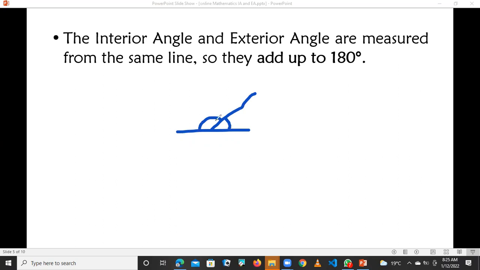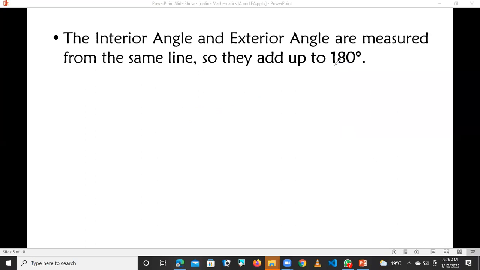Let's say if you measure this angle, and it gives you 120 degrees, then you can still measure this other angle. It will give you 60 degrees. Because what we know is that this is a straight line, and on a straight line, the interior and exterior angles, when you add them up, you should get 180 degrees. This is the essence which is here.